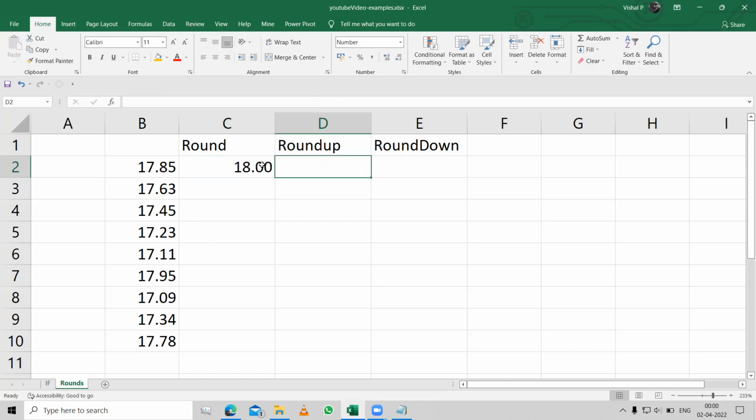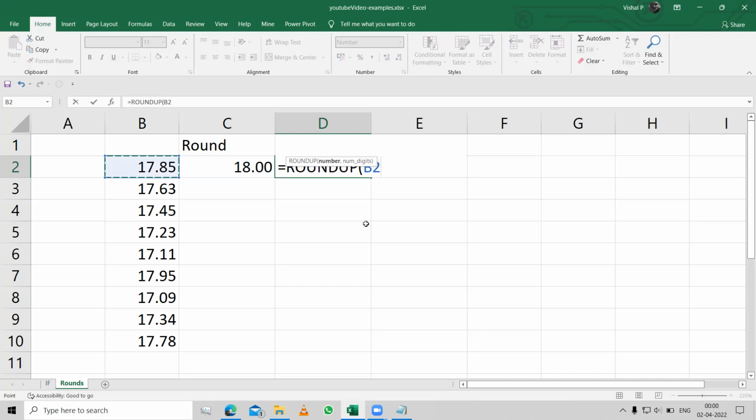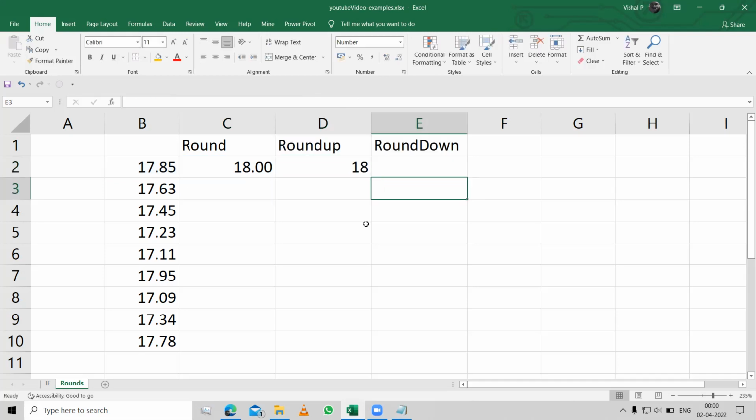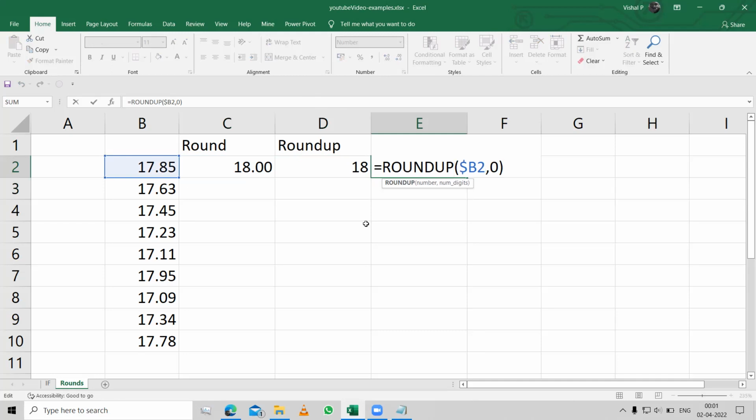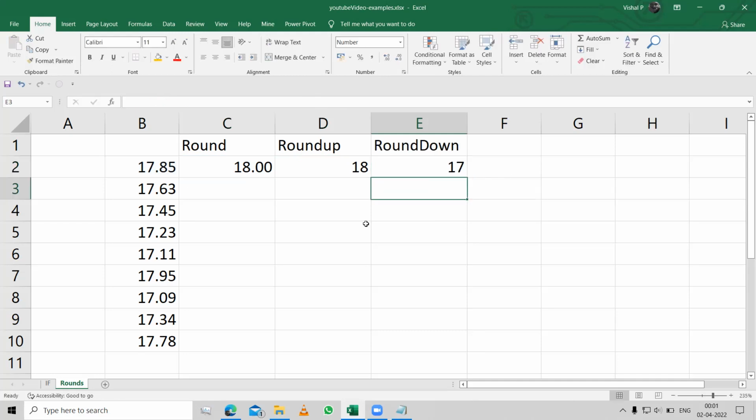Now let's just do ROUNDUP. This is the formula, ROUNDUP. Same thing over here. Again, I'll give B as constant, and then number of digits. Again, I'll say 0. Similarly, we can do it for ROUNDDOWN as well. So now you have the three formulas: ROUND, ROUNDUP, and ROUNDDOWN.